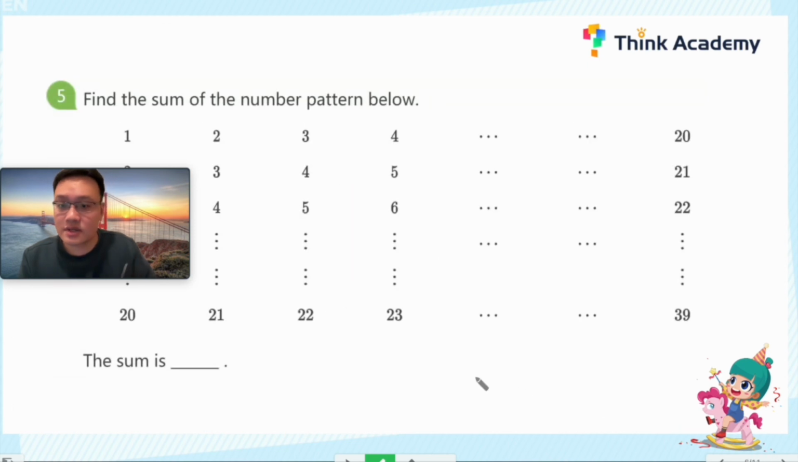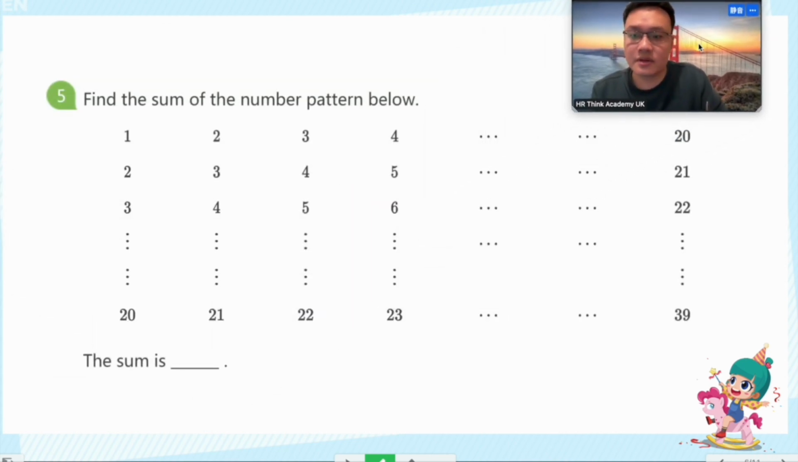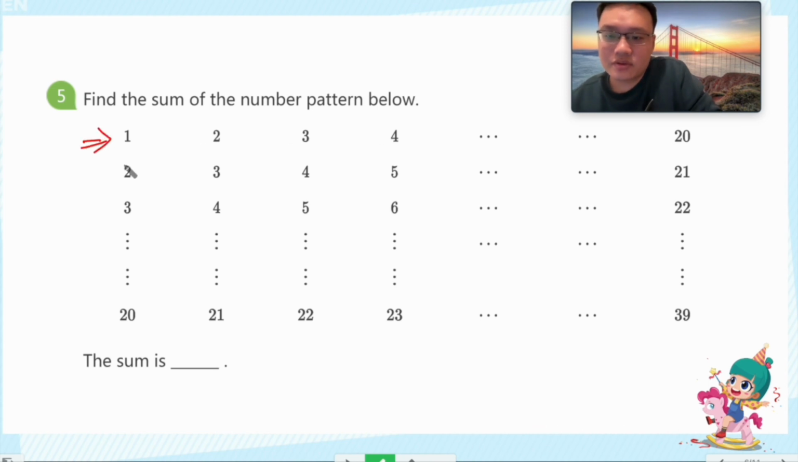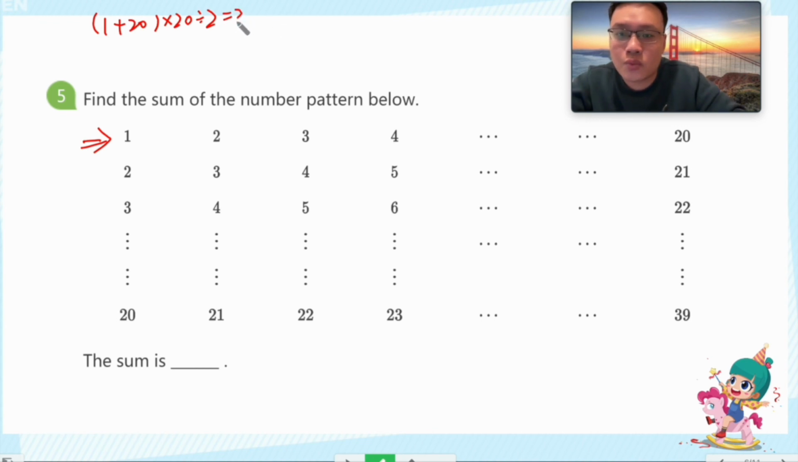All right, so next question. Find the sum of the number pattern below. As for this number table, for the first row, we know that the sum equals the first term plus the last term, times the number of terms, which is 20, and then divided by 2, which gives you 210.